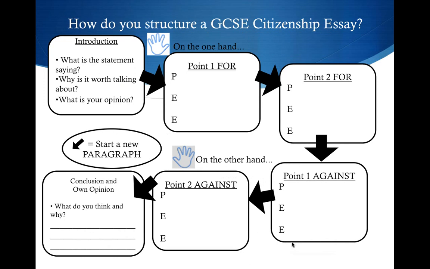Now, you hopefully have seen this before in lessons, and this is the really basic structure for a GCSE citizenship essay. You've got your introduction, and really what you're doing there is not just repeating what the statement says, but trying to unpick it a little bit. For this particular essay question, you need to unpick the idea of asylum seekers, in terms of the fact that they have caused lots of issues within our country, and there's constantly people talking about whether or not asylum seekers coming into our country is acceptable or not.